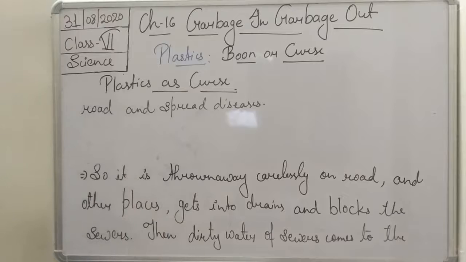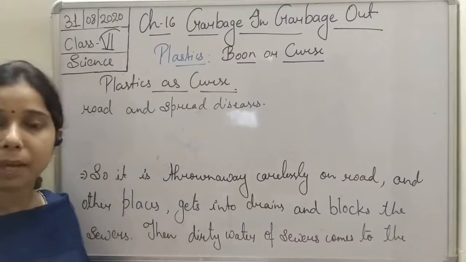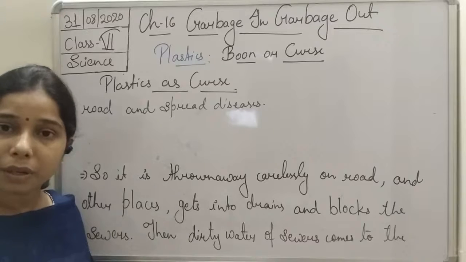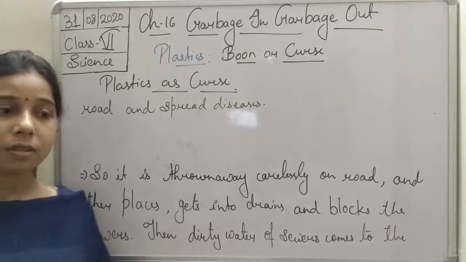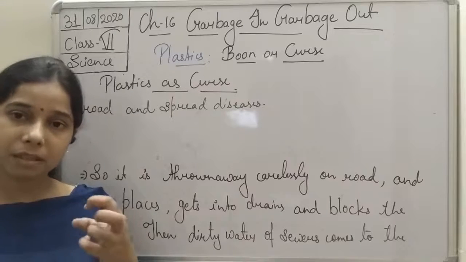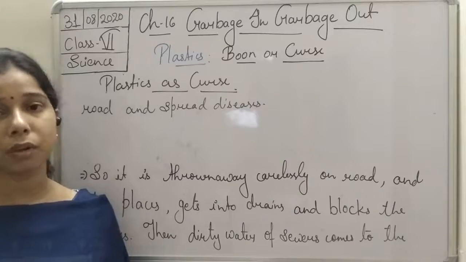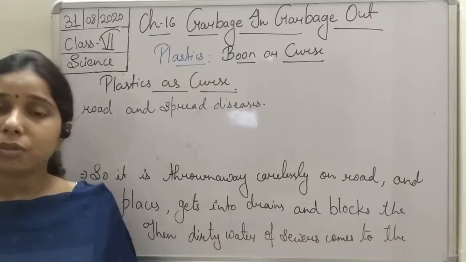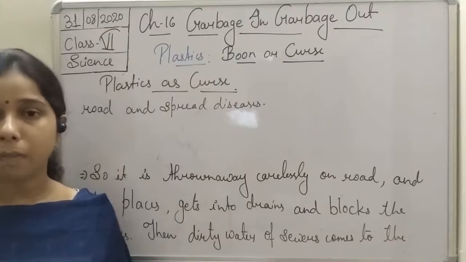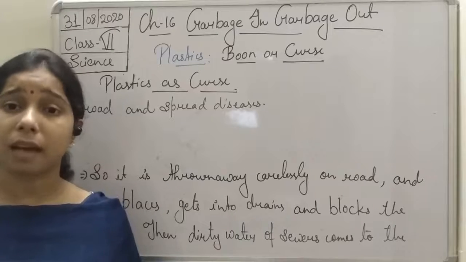Now, not only this, students, when the sewer pipeline gets blocked and rainfall occurs, the rainwater will also not be able to go. Because the sewer pipeline is choked by the plastic bags, when the rainwater comes it goes to the drain and enters the sewer, but it is not able to pass, and due to this it will cause a flood-like situation in that particular place.